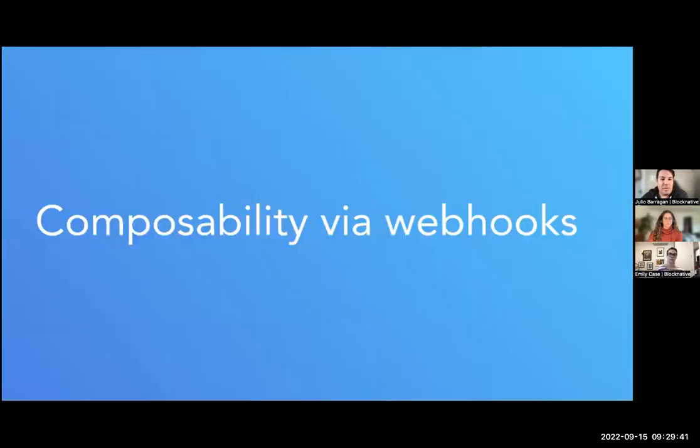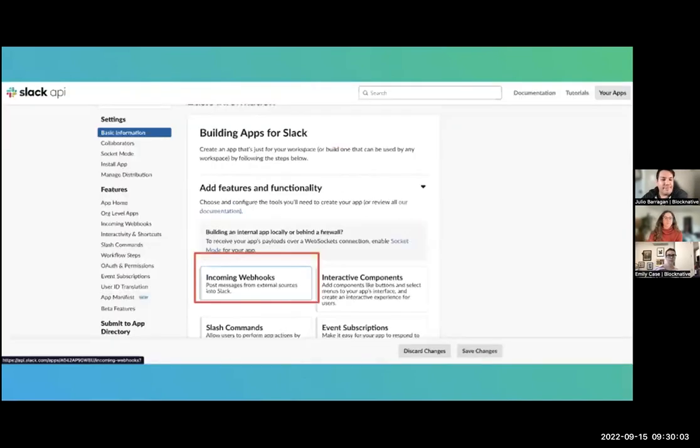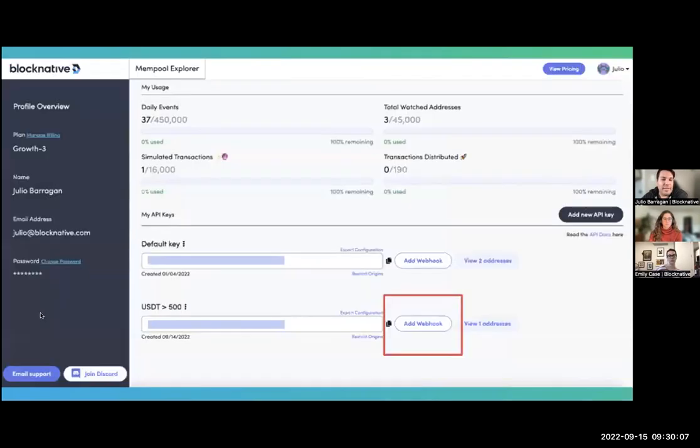One thing I want to make sure that we go over is composability via webhooks. I think one of the most popular webhooks is either going to be Discord or Slack. I went ahead with Slack, which is a super popular one. It's fairly user-friendly, albeit slightly more complicated in its newer iterations. But once you create your Slack app, you can set it for incoming webhooks. And then once you receive the address, all you need to do is go to the subscription in your Blocknative settings, and then click the Add Webhooks button.